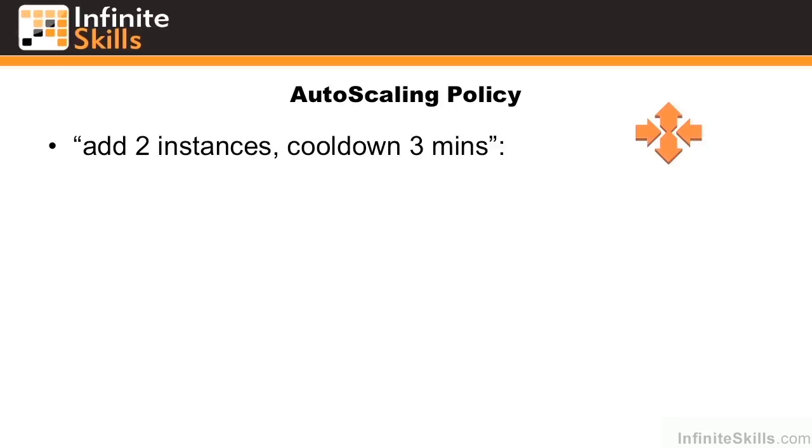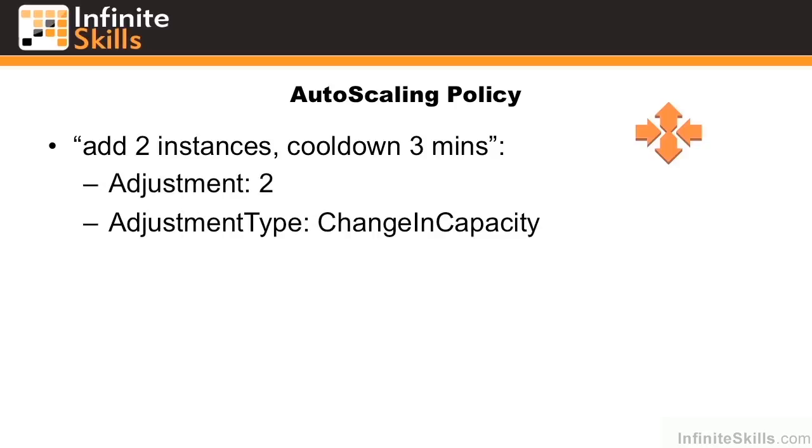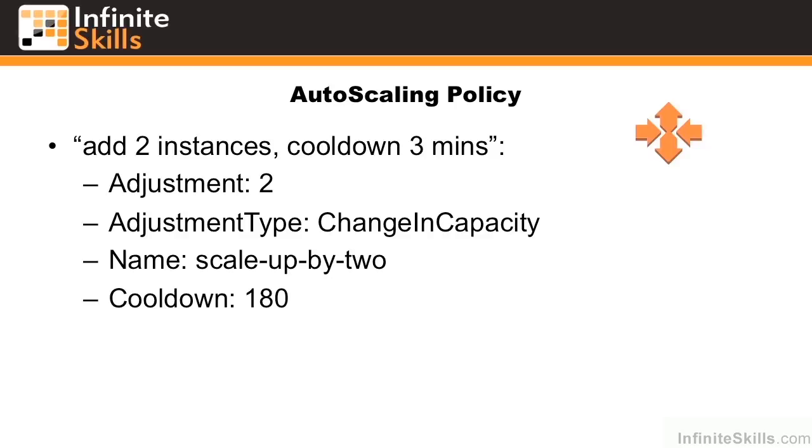If we put in some actual values for a policy like this that adds 2 instances with a cooldown of 3 minutes, it would look like this. The adjustment is set to 2. The adjustment type is set to change in capacity. The name would be scale up by 2, so we can easily find it later. And we can set the cooldown to 180. Cooldown is specified in seconds. What the cooldown period does is says that inside of this period of time, the autoscaling group will not honor any request to scale up or down. We generally want to try to scale up aggressively and scale down conservatively. We'll talk about that in a bit.